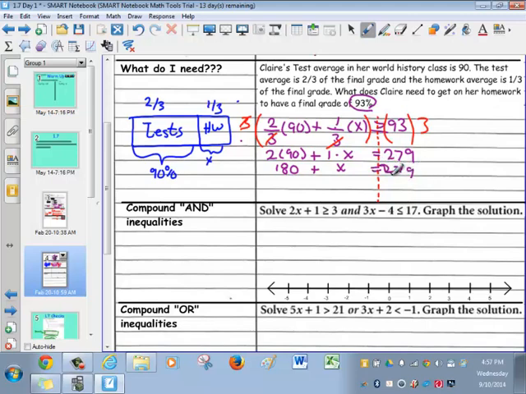Let's subtract the 180. This is the last step. Subtract the 180. Remember, these are still greater than or equal to signs. So we have x is greater than or equal to, what's 279 minus 180? 99. That's 99. So what did it say? For her to get 93% in class, on her homework she has to get a grade greater than or equal to 99%. That's what she has to get on her homework to get this final grade in this class.